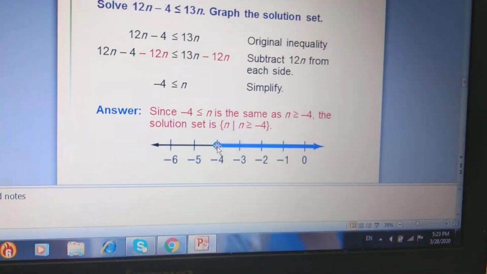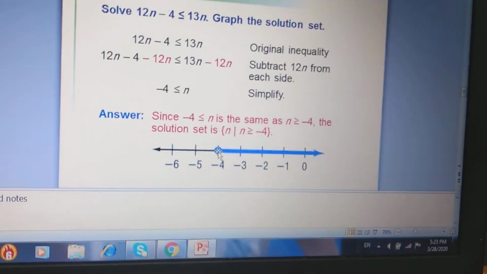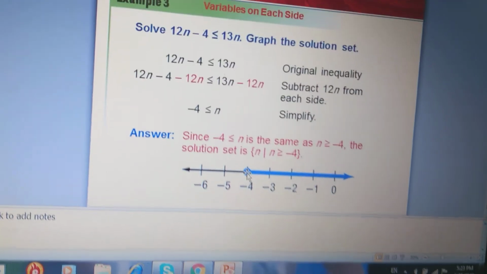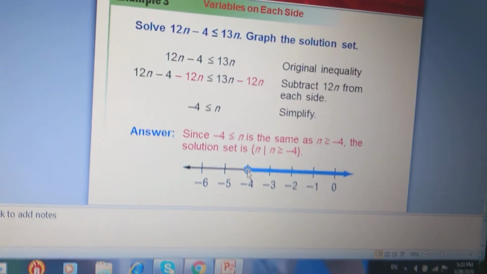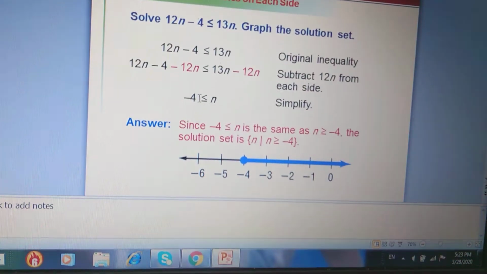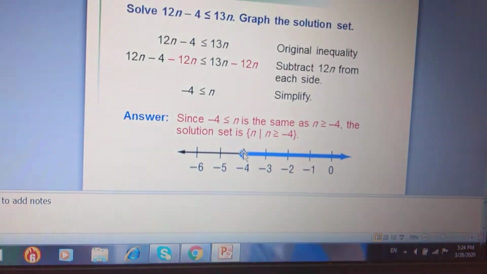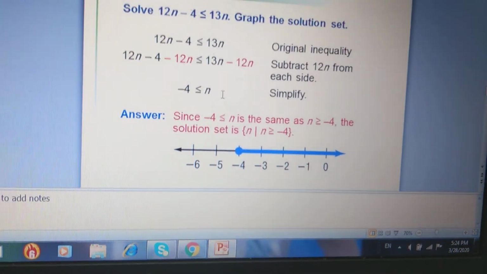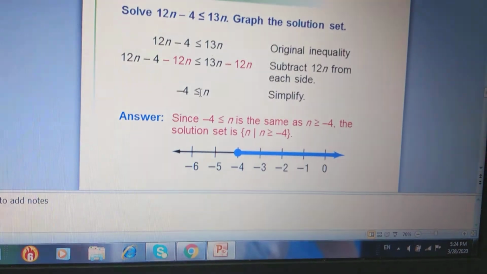But this circle has two kinds. We have empty circle and solid circle. When I use the empty circle and when I use the solid circle, it's very, very simple. When you have less or equal, more or equal, like this example, here we have less or equal, I put what? Solid circle. If you have more or less only, without equal, I put empty circle. Here, negative 4 less or equal n.